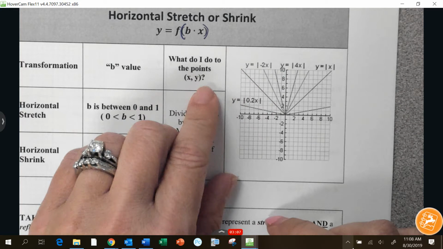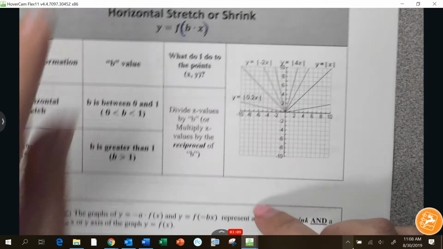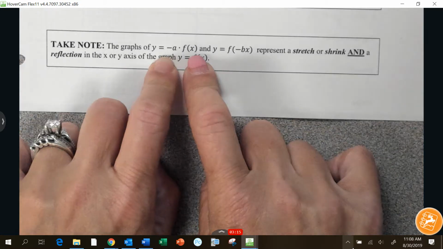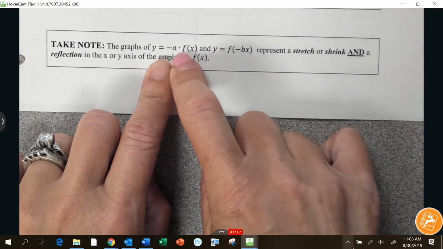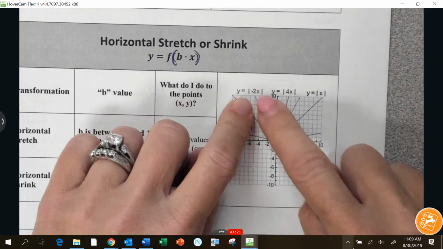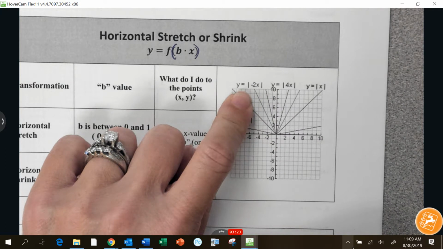So sometimes, like this one right here, that can't be a negative. Is that a negative or a positive? Oh, that is a negative. I know why. Never mind. So sometimes we might have a negative. That would be a reflection and a stretch or shrink. Why is this one not facing down, even though it's clearly negative?